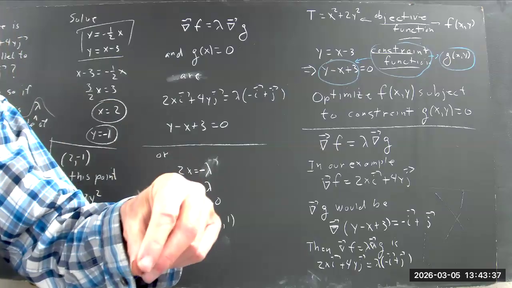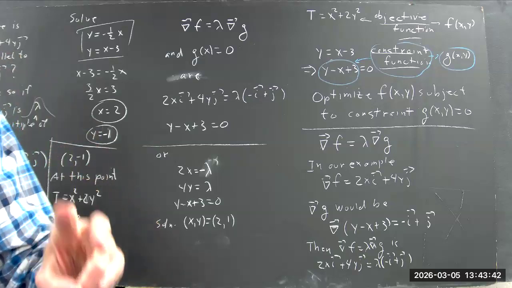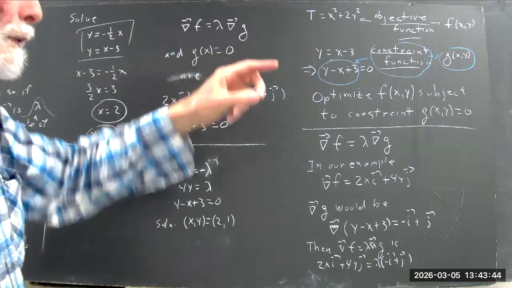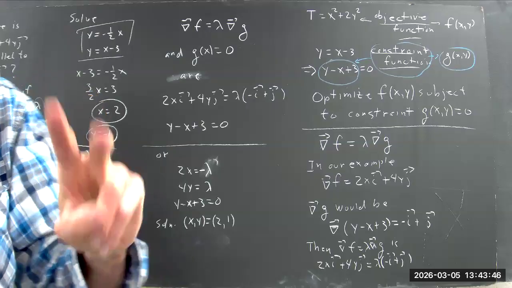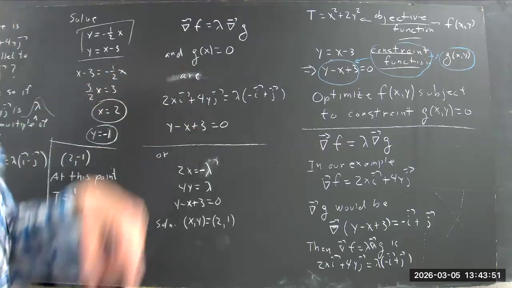Means your I components have to be equal. That gives you an equation. Your J components give you an equation. So this actually gives you two equations. This is your third equation. You have unknowns, lambda, x, and y.